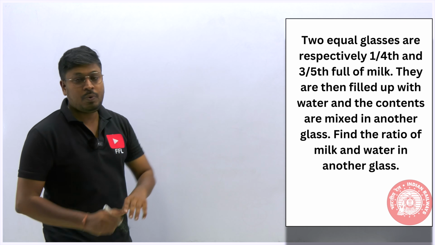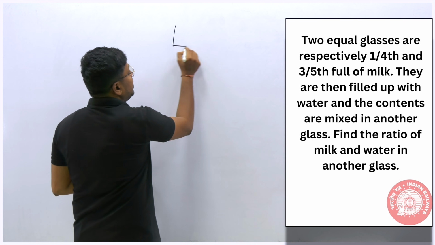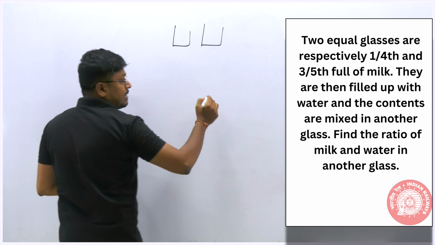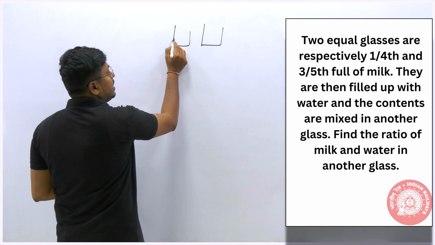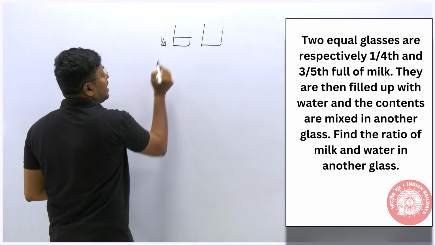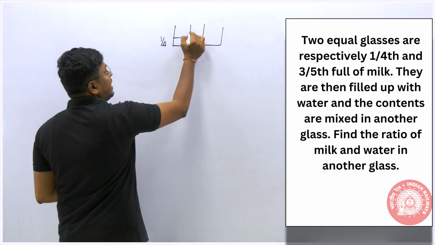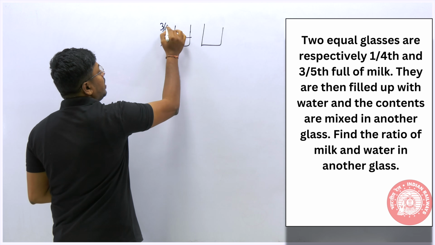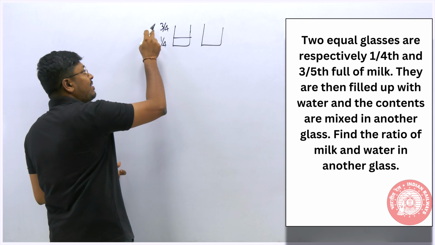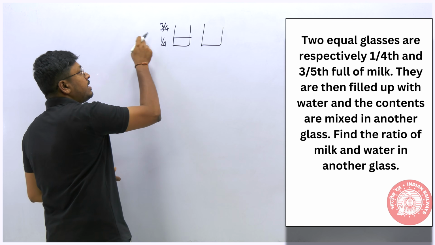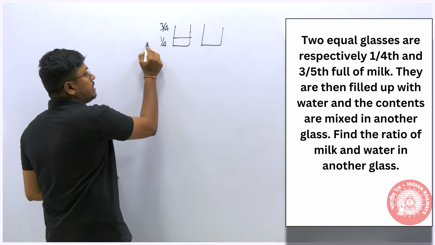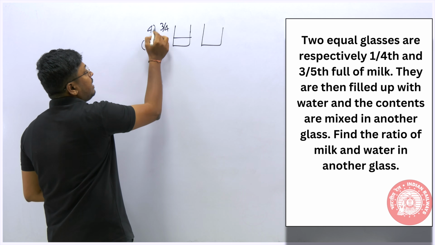Just see, there are 2 glasses, right? Assume like this, there are 2 glasses and one glass contains 1/4 of milk. So if one glass contains 1/4 milk, then we can say the remaining 3/4 will be water. Yes or no? Only then when you add these two, the resultant will be 1. So 1/4 is milk, so the remaining 3/4 will be water.